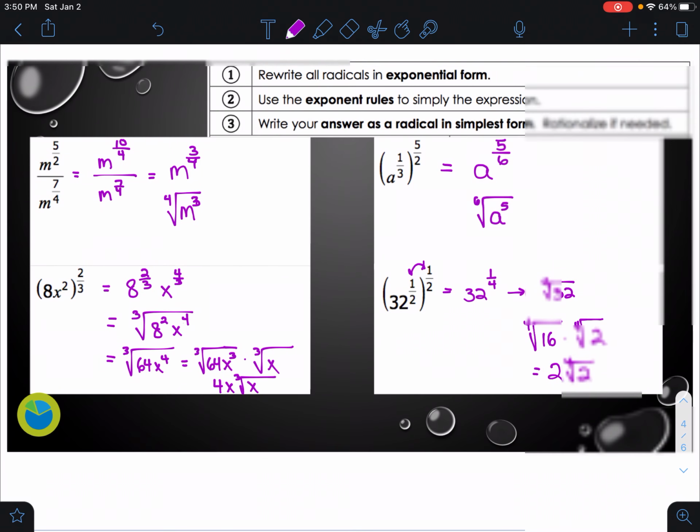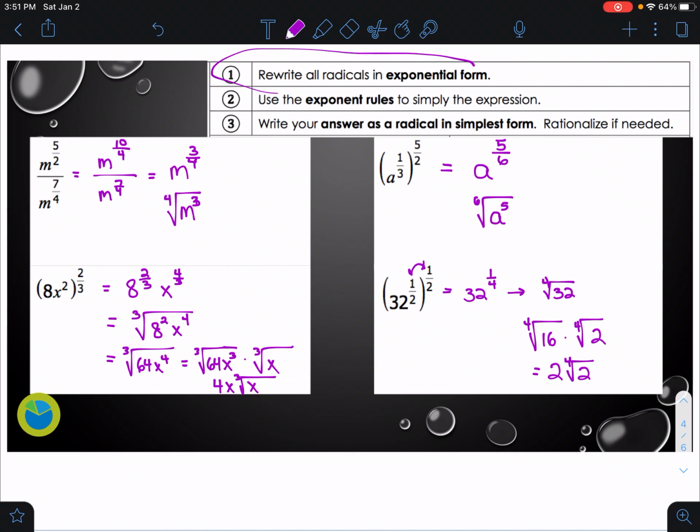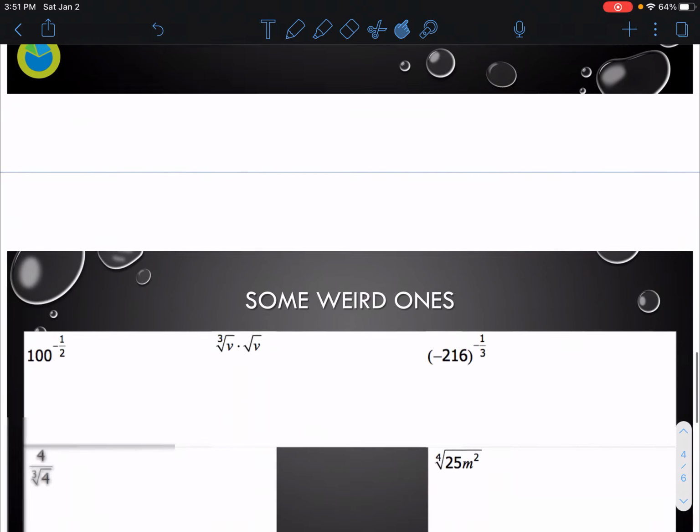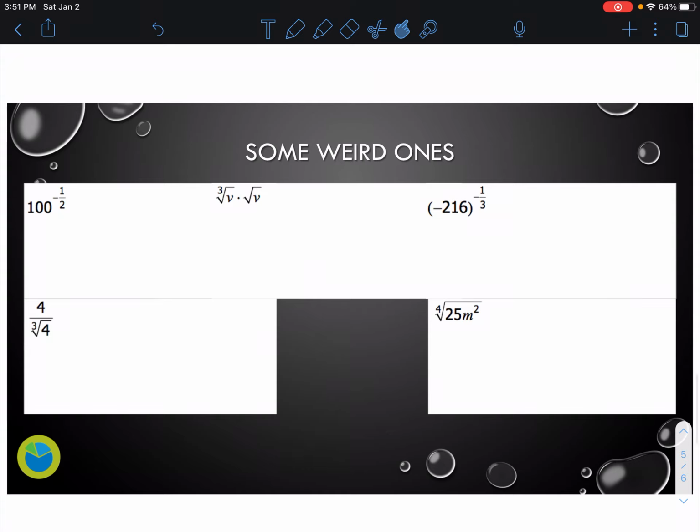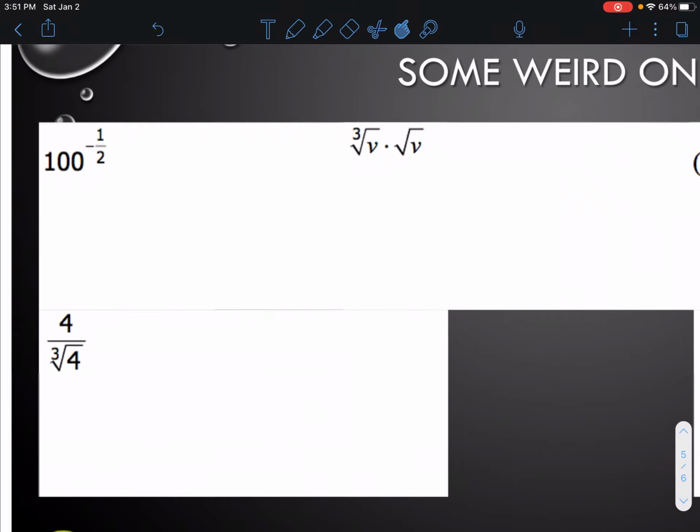Okay. So once again, it says rewrite all radicals in exponential form. That was kind of a key thing. We're going to see that come up on the next thing. It didn't apply here, so now you'll see that on some weird ones. Okay. And a couple ones with radicals now.